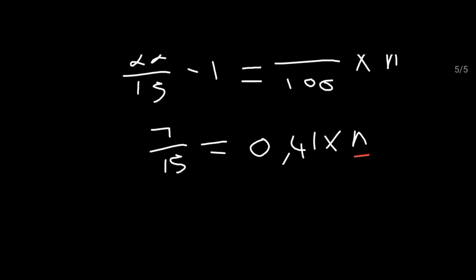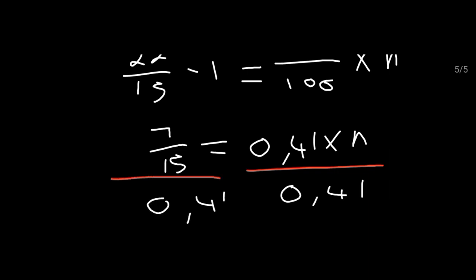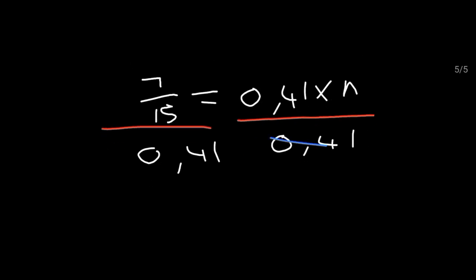So now what am I looking for? n. I end up with 0.41 n. Can I transpose this? No. Why? Because it's multiplying. How do I remove a number that is multiplying? By dividing by that number. So I divide both sides by 0.41. Now you consider this one.